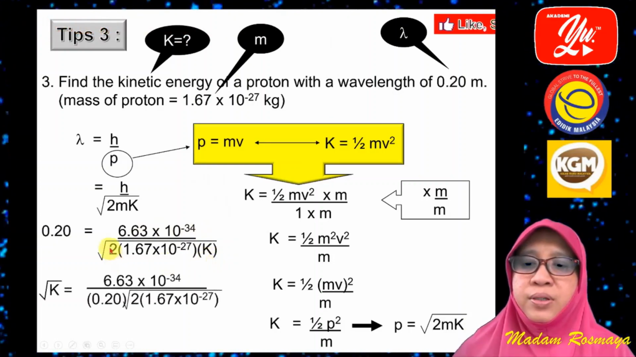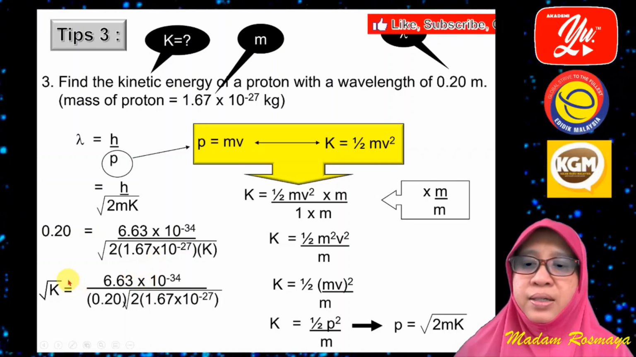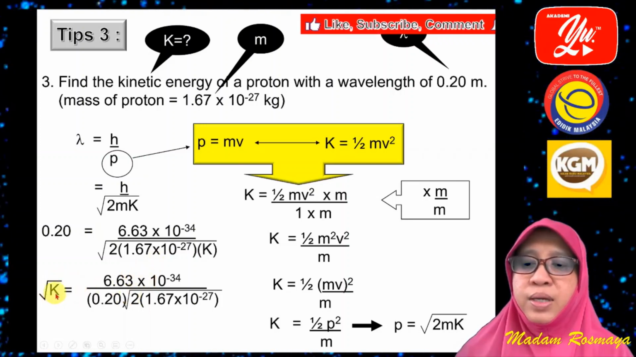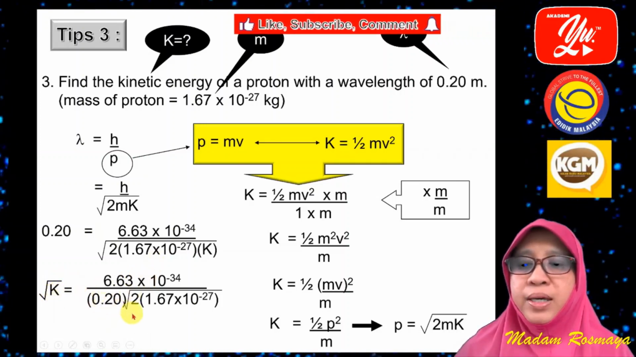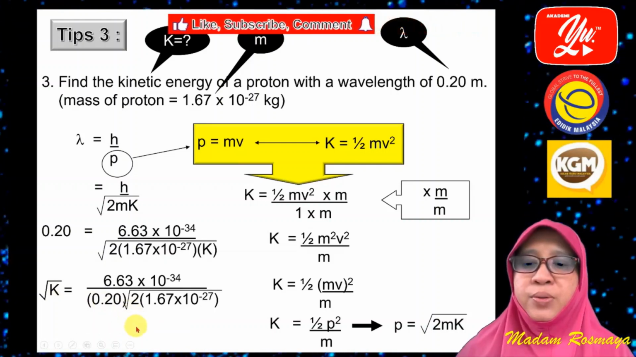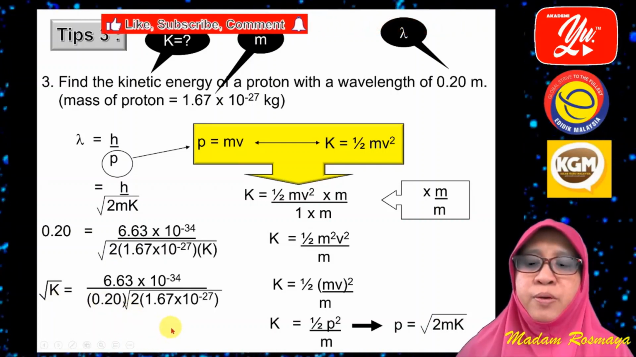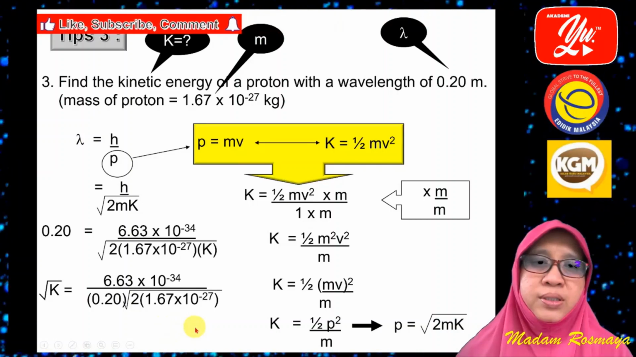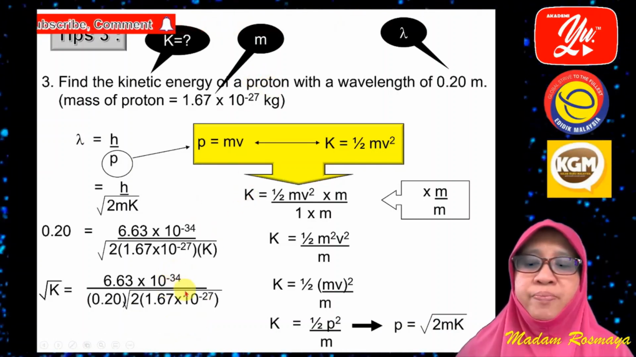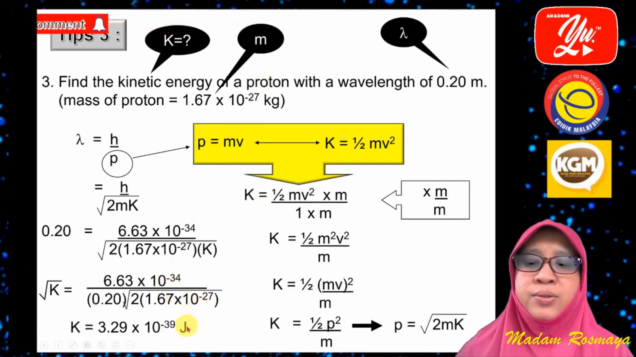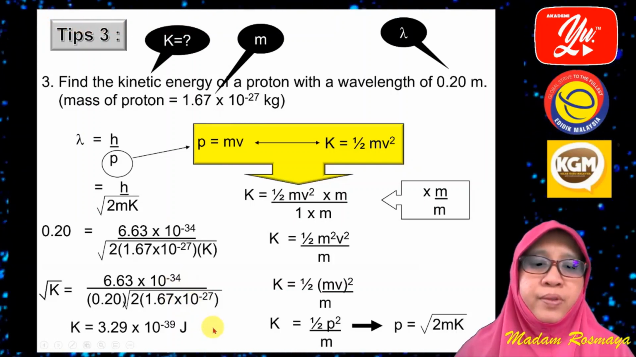So we cross multiply, we get this, and then square root both sides to get K. So we get kinetic energy is 3.29 times 10 to the power of negative 39 joule. All this is SI unit, so the kinetic energy is also in SI unit, joule.